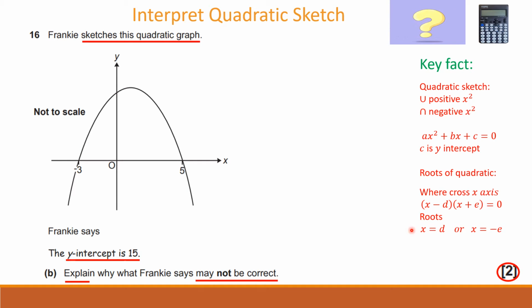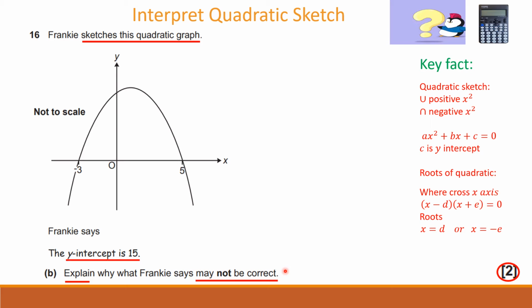Now you need to think about using these facts here. Remember, it's a negative x squared. Remember c is the y-intercept. These are the roots, and you've got to work out why we may not be correct. Now remember, if you look back to my previous video, we showed that it may be correct. So 15 was the y-intercept. So this time, why is it not correct? Make sure you check the previous videos to know why it was correct. And now we're going to look at why it's not correct. Press play when you're ready to hear the video after you've had a go at answering the question.